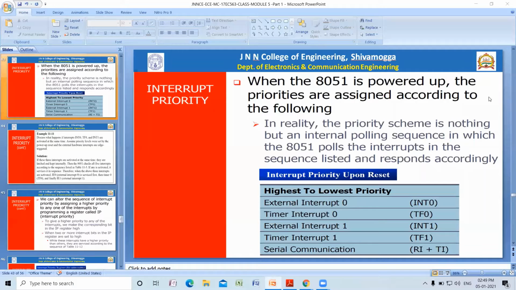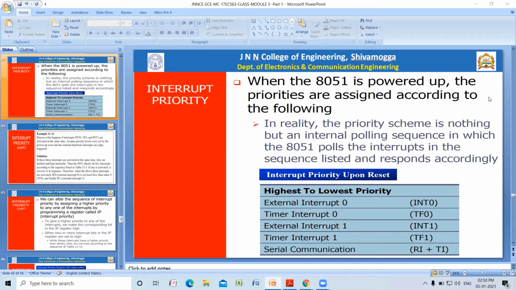We were talking about module 5 in the last week. There, the topic was interrupt programming. We had completed topics like timer interrupt, serial communication interrupt, and interrupt structure of 8051. Interrupt priority is today's agenda, today's topic.